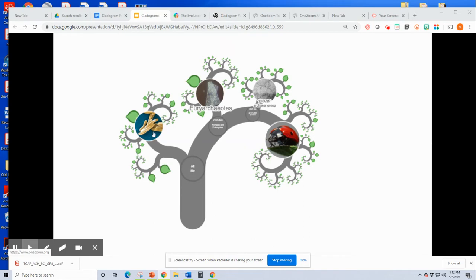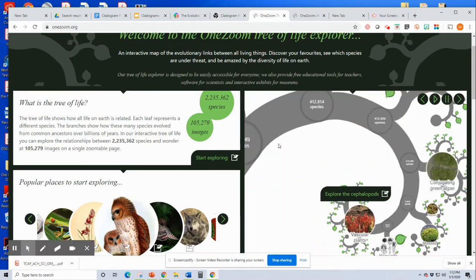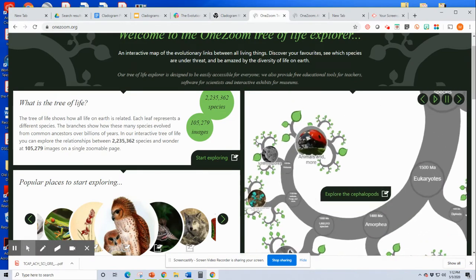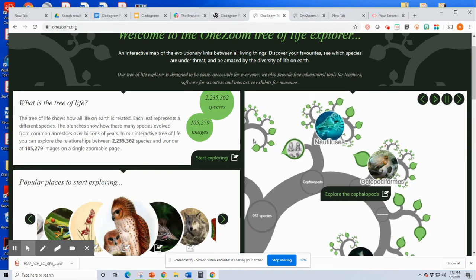I want to show you a website that actually has an interactive tree of life, to help us answer that particular question. So I'm going to go over here. When you go to this website, and I'll put a link in the lesson for you, it loads slowly. So if you want to mess around with it, just know it does load slowly. But this is an interactive tree of life.